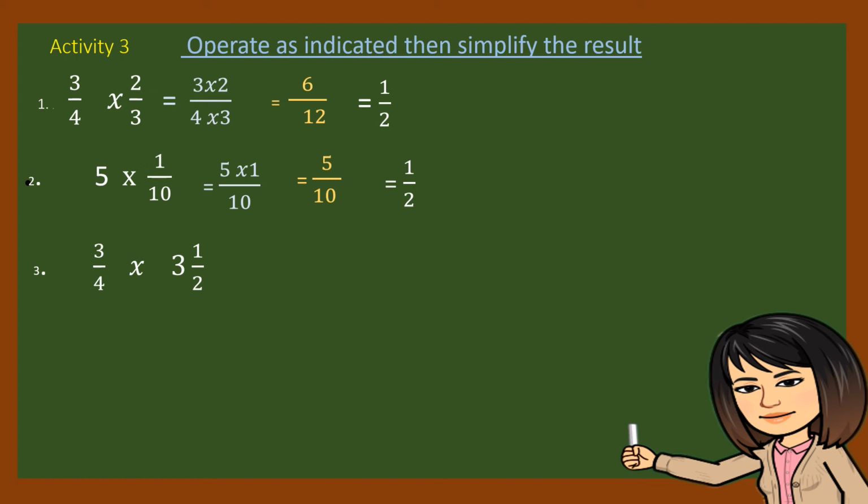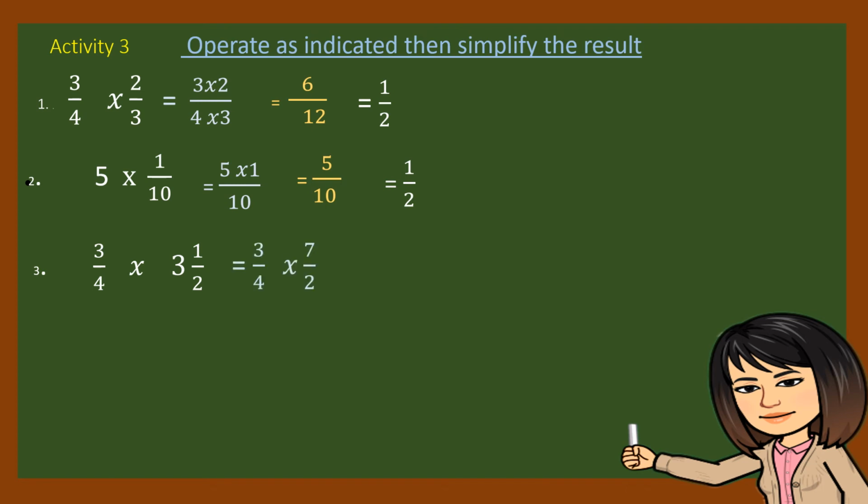Next, for number 3. Paano yung number 3? Okay, ito ay yung pangalawang fraction ay naka-mixed number. So, pwede natin express to sa improper fraction. Paano nga ba i-express natin sa improper? Di ba naka-mixed number siya? So, ano lang, 2 times 3 plus 1 over the denominator.